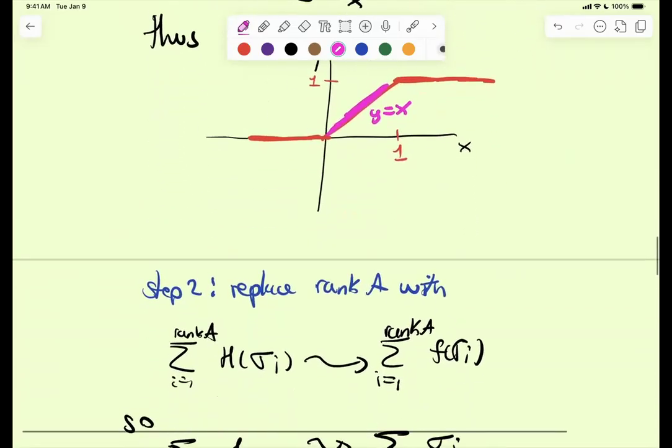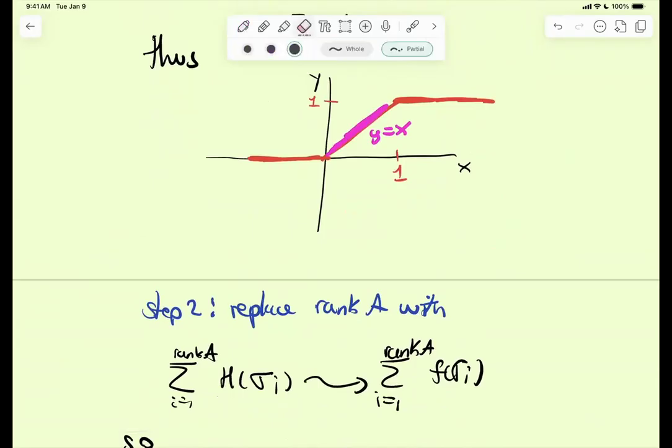And so the idea is to replace, actually, just to go back. The idea is that the rank, which was these, seems plausible to replace with this convexification of the Heaviside function. Again, I didn't give a name for this one, but let's call this f of x. So this is a function y equals f of x.